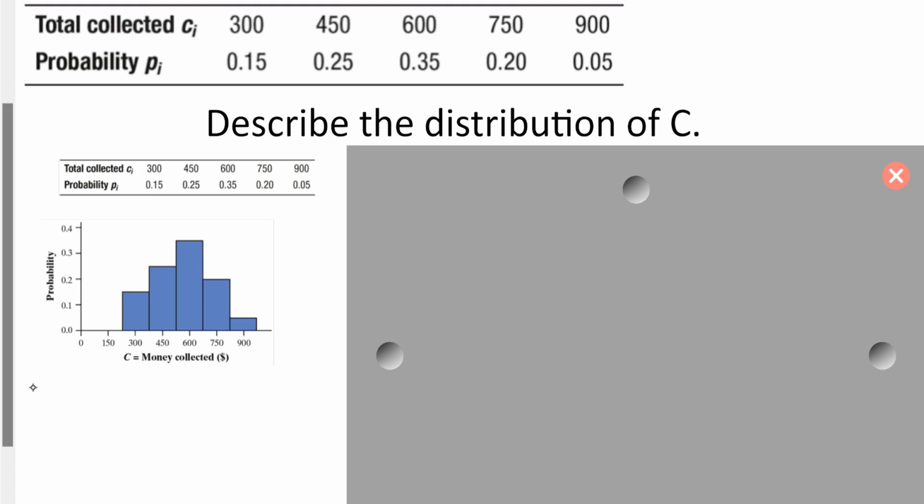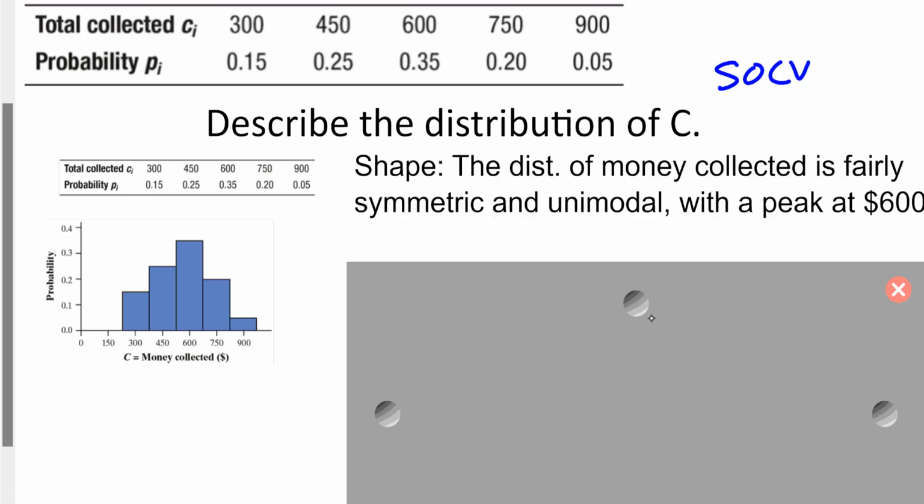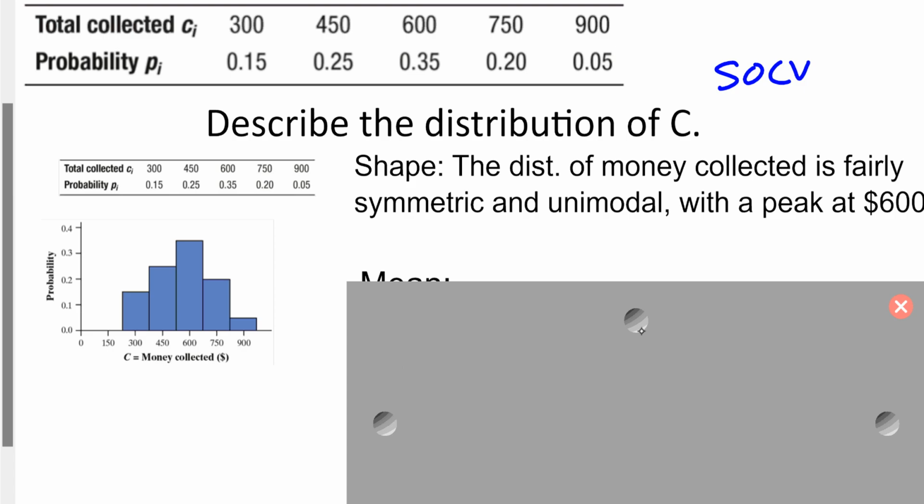Okay, so describing a distribution, you're thinking SOCV. Little recap, little review of that. SOCV, something you shouldn't forget. So the shape, I said, the distribution of money collected is fairly symmetric and unimodal. You could also say potentially somewhat normal looking, with a peak at $600. Now, you also need to look for any outliers. I might state no clear outliers. Doesn't look like any at all.